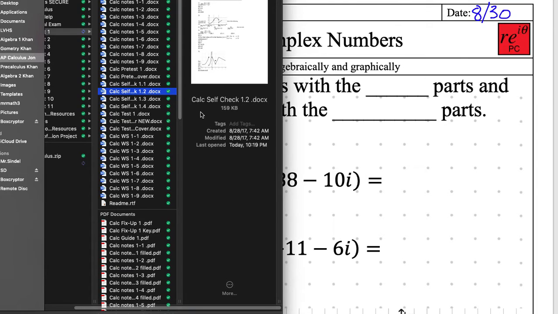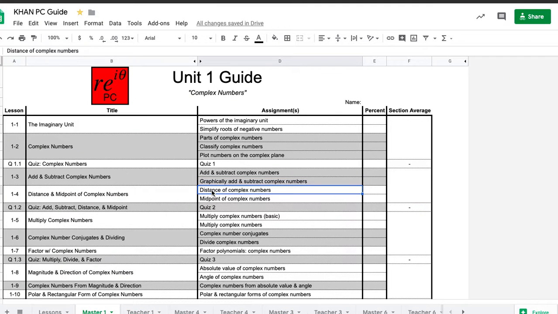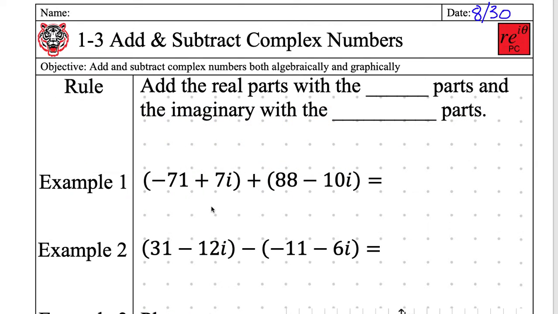But let's go ahead and see what we are going to be doing after the 3-day weekend. When we come back from the 3-day weekend, we'll do lesson 1-4 on Tuesday, which means we have a quiz on Wednesday, just as a heads up. All right, so we're coming back to our notes right now.